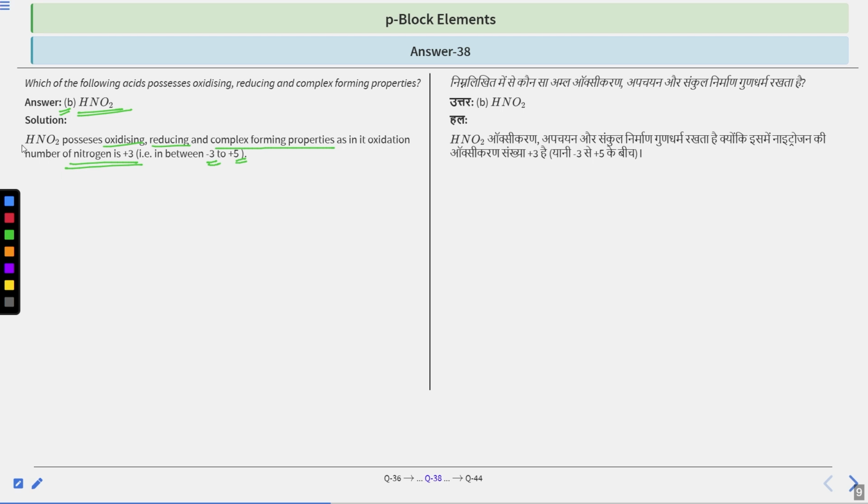And that's why HNO2 is an acid which possesses all three types of properties mentioned in the question: oxidizing, reducing, and complex forming properties, due to the oxidation number of nitrogen present in HNO2, which is +3. Thus option B, that is HNO2, is the correct answer.